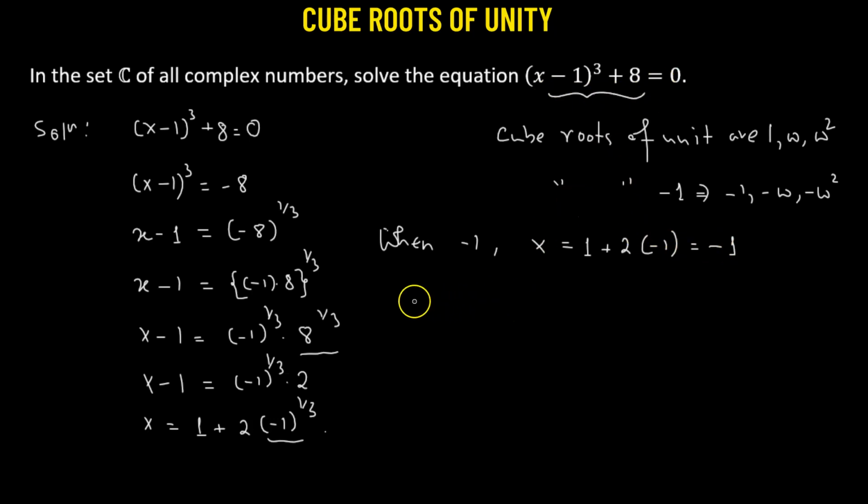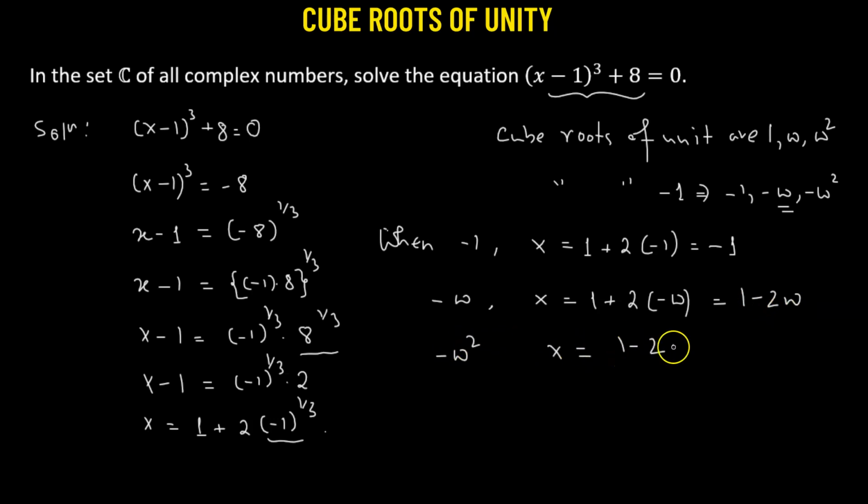Now if we consider the second root, which will be the next cube root of −1, that means we have x = 1 + 2, then in place of the cube root of −1, we will replace it with −ω. So that means we have 1 − 2ω. And for the third root, which is −ω², x will be simply equal to 1 − 2ω².